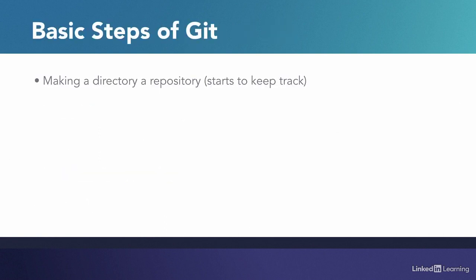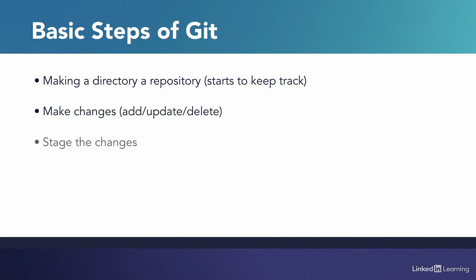The basic steps of using Git include making your directory a Git repository. Git will start to keep track of the files. We could then make changes to the files, such as adding, deleting, or updating them. We will put the files into a staging area. We need to specify the files that we want to put into the staging area at this step. Finally, we could make the changes permanent by committing the changes.